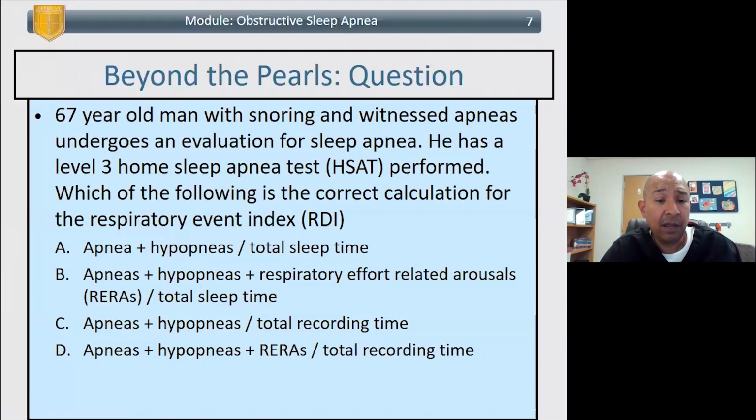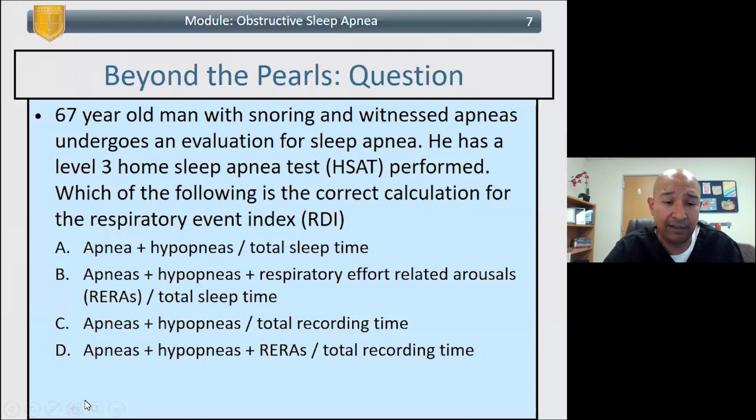Is it going to be C or D? One thing I do like about both C and D, you're dividing by total recording time, which is correct. So you send them home. At least for the types of level 3 HSATs we use at my hospital, you press a button and it starts recording. Patients keep those for 3 days and bring them back to us. But we do use total recording time.